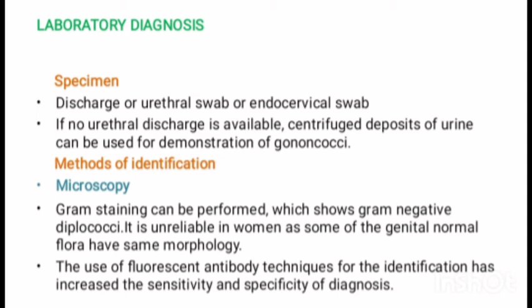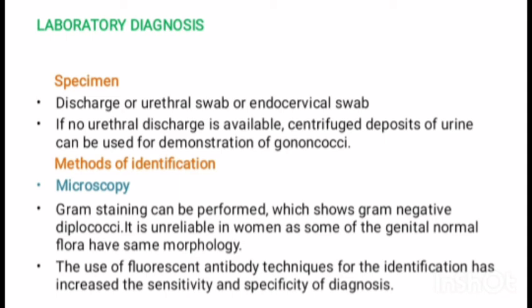In the microscopic method, gram staining can be performed, which shows gram-negative diplococci. That is, if the specimen contains gonococci, when we perform gram staining, it shows gram-negative diplococci. But this gram staining procedure is unreliable in women, as some of the genital normal flora have the same morphology as gonococci. So it is not reliable for the diagnosis of gonococcal infection in women.